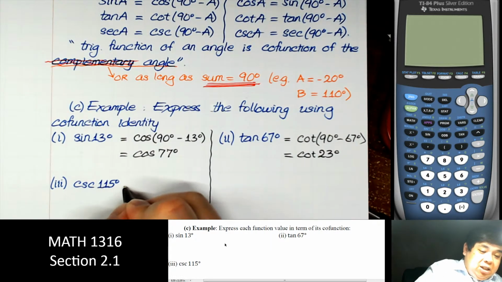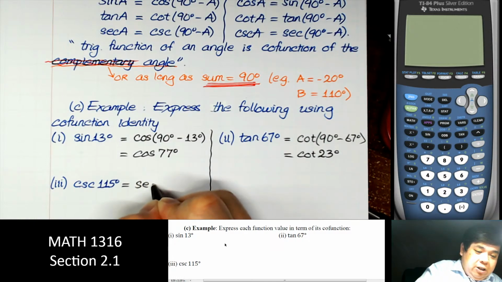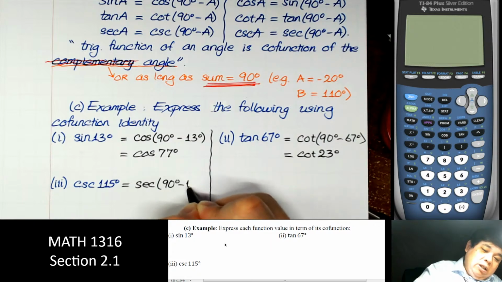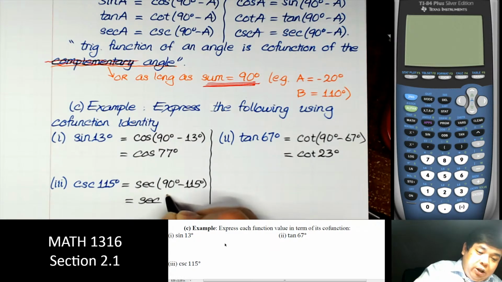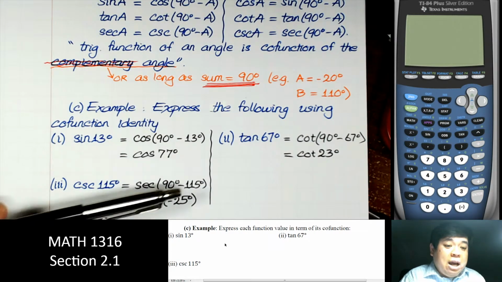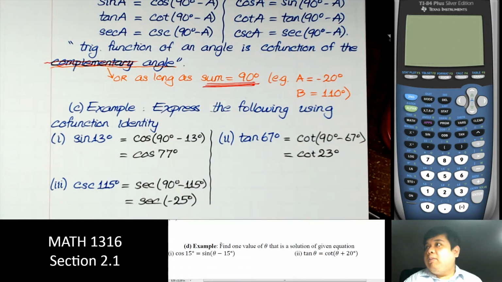Right. And same thing for cosecant. If we want to go from a function to a cofunction, we subtract the angle from 90 degrees. And that is negative 25. So it doesn't have to be an acute angle. It doesn't have to be complementary angles. When we go from a function to a cofunction, just subtract from 90 degrees, and that identity will work.